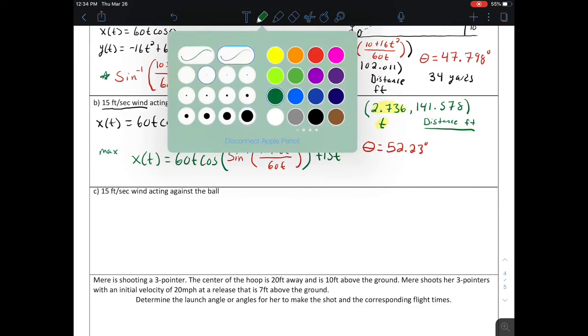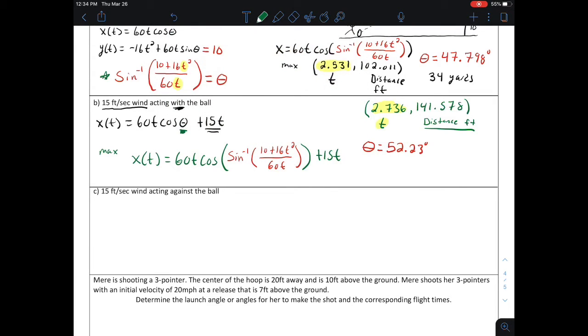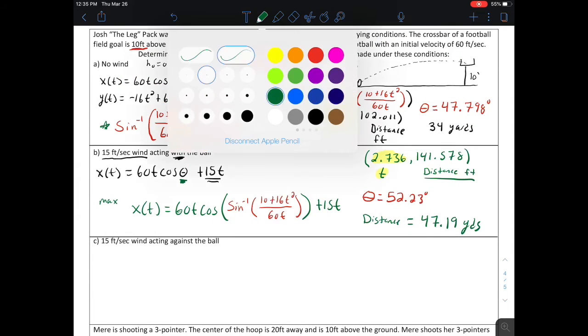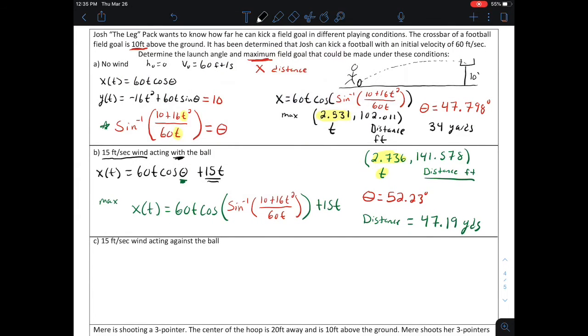And that distance it traveled, 141.578 feet, if I wanted to convert that back into yards, I divide that by 3, and the field goal he could possibly make now expands to 47.19 yards. And lastly, part C, we're looking at the effect of the wind acting against the ball.